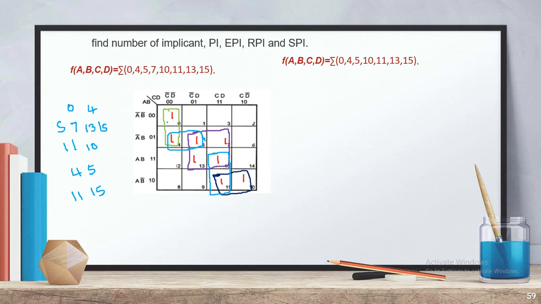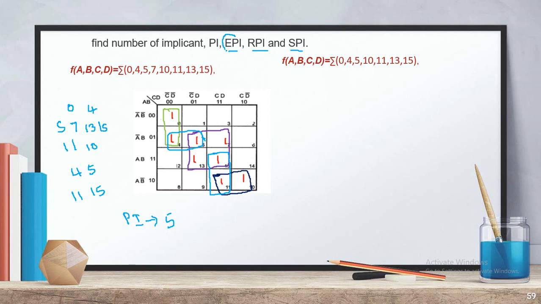In this grouping we have to check the total prime implicants. So the total number of groups possible is the prime implicants. So we can easily say that the prime implicants in this Kmap are 5. Now we have to make sure how many EPI, how many RPI and how many SPI we have to get. I already told you that the summation of EPI, RPI and SPI is equal to the prime implicants. So these three are subgroups of the prime implicants.